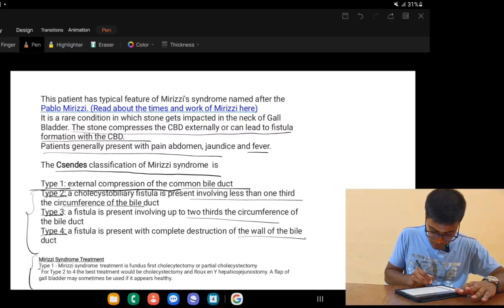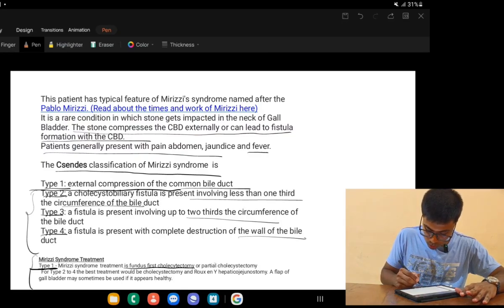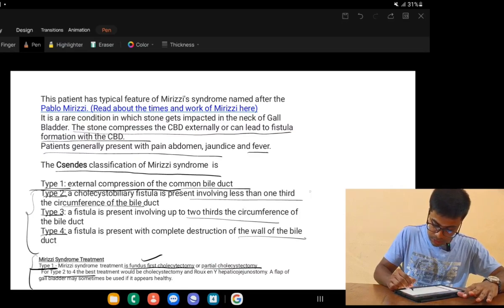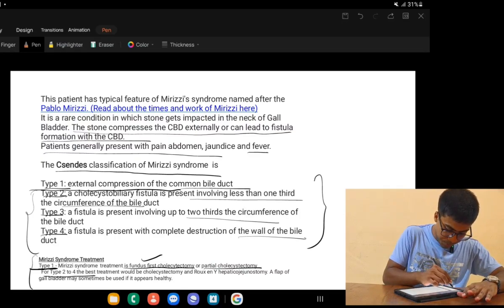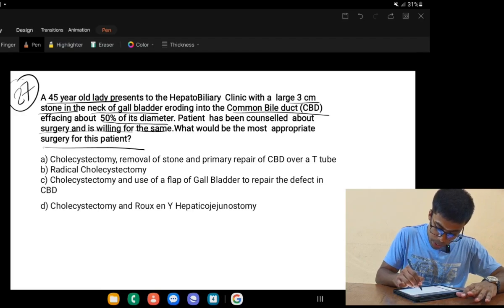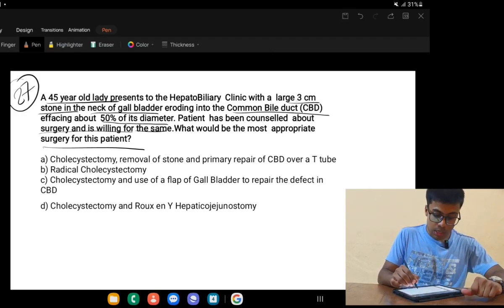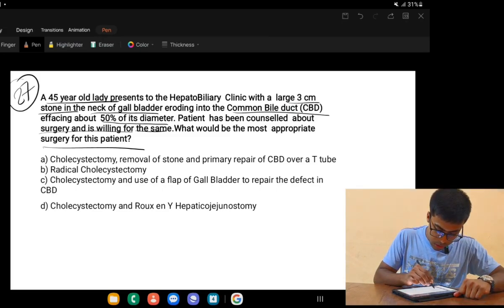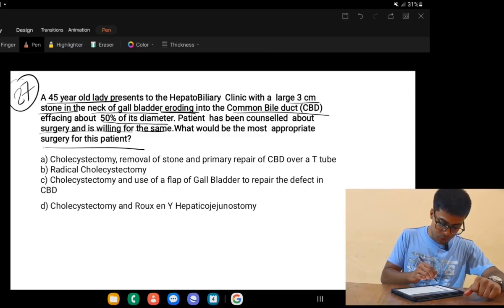So the treatment is, if it's type 1 Mirizzi syndrome, fundus first cholecystectomy or partial cholecystectomy. For type 2 to type 4, in this case, a larger than 3 centimeter stone is in the neck of the gallbladder, eroding the common bile duct. Eroding, the word is used.